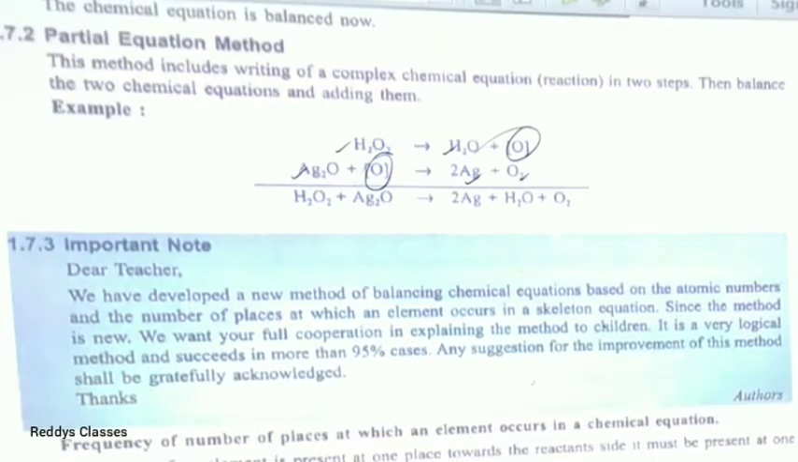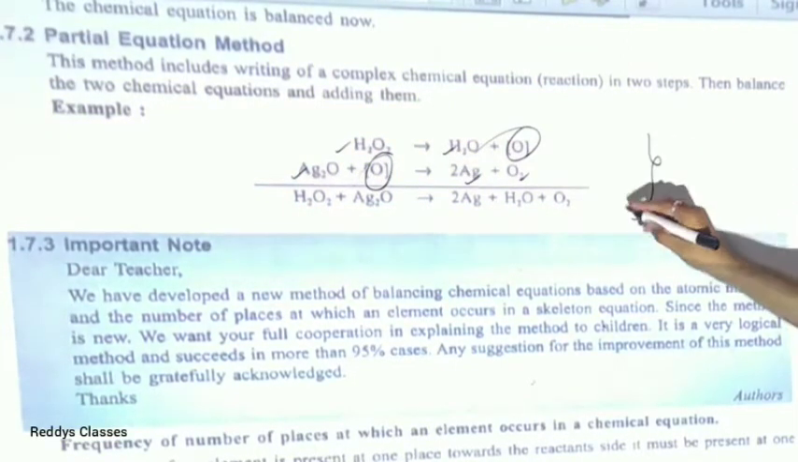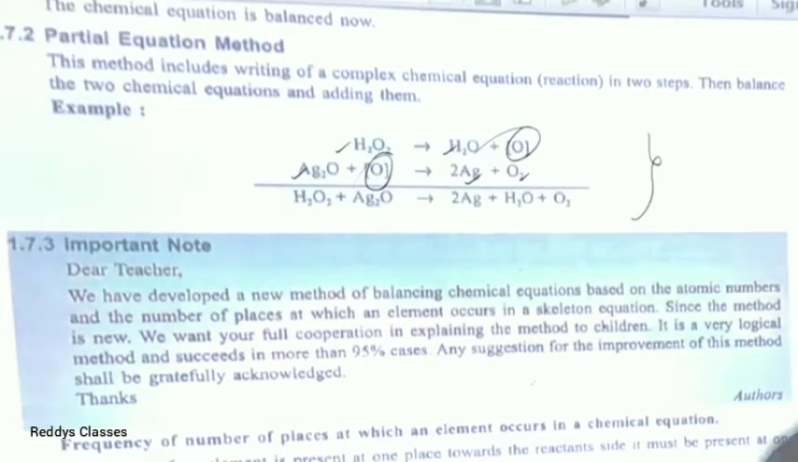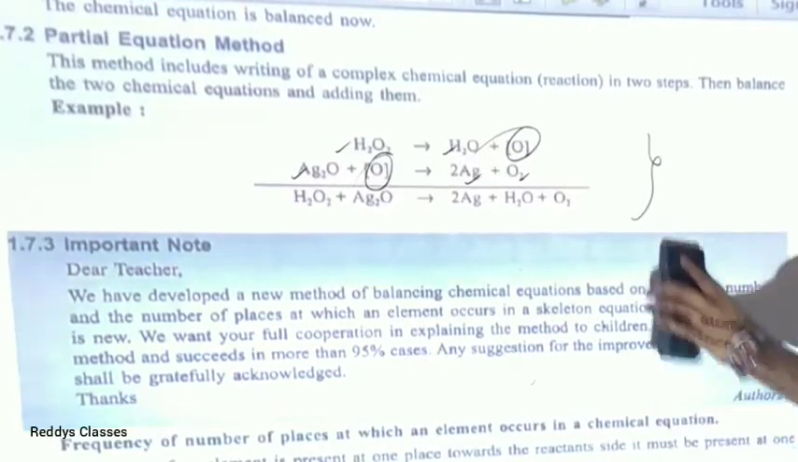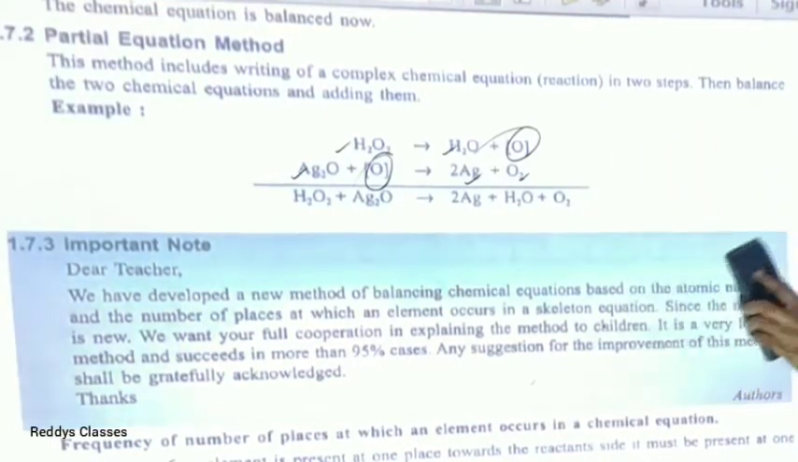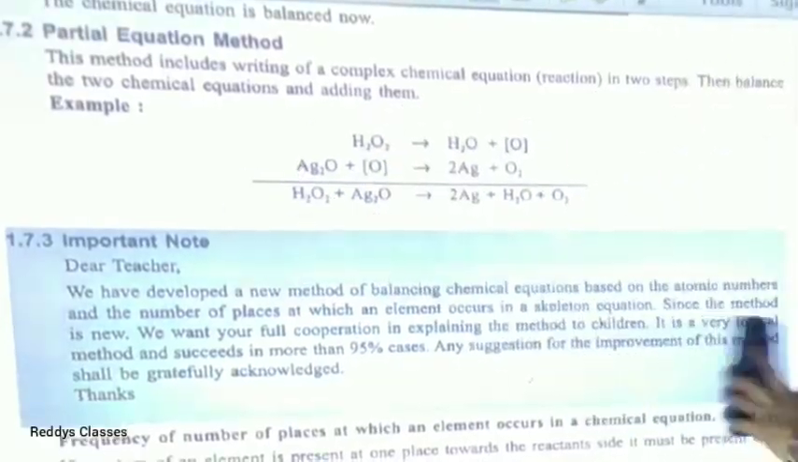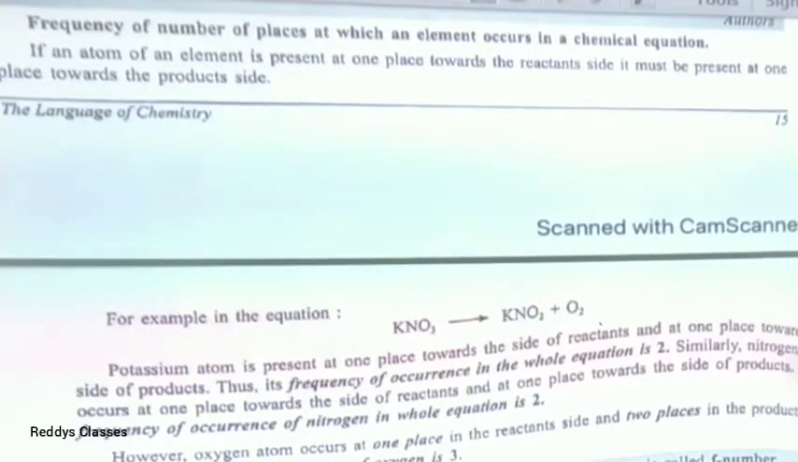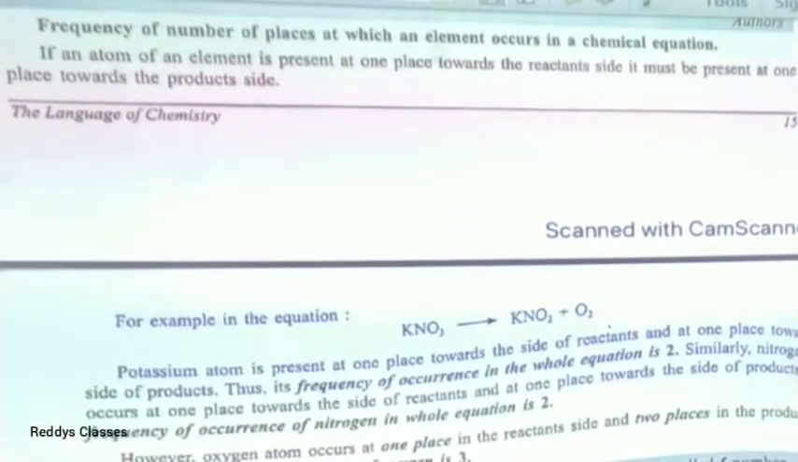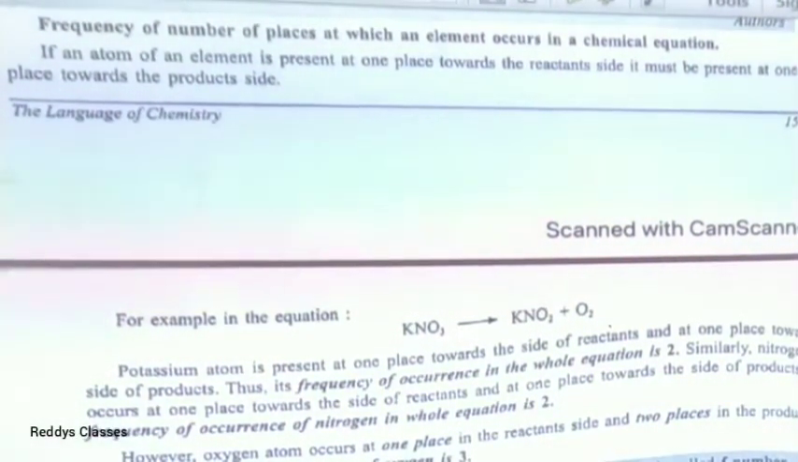So this is also a skeleton equation, meaning a skeleton equation is an unbalanced equation. Since the method is new, what do we have to do? We have to learn only one example, and basically we are going to study it with the hit and trial method only. We will be using the hit and trial method for the purposes of balancing the chemical equation. We shall study this method with more examples in the next session. Clear? So let us study the frequency of number of places at which an element occurs in a chemical equation. If an atom of an element is present at one place towards the reactant side, it must be present at one place towards the product side.